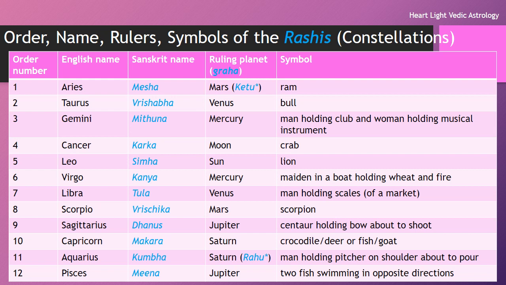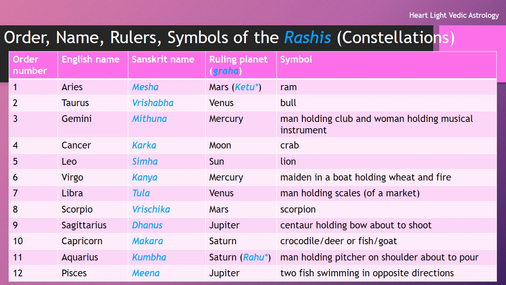The 12th constellation, final constellation, is Pisces. The Sanskrit name is Meena. The ruling planet or Graha is Jupiter again. So again, Jupiter also has two signs that it rules or lords over. And the symbol here for Pisces is two fish swimming in opposite directions. So it is a water sign. There's a water element here. It can be emotional in nature. But the two fish swimming also indicates that there's some duality here. This is another dual sign.